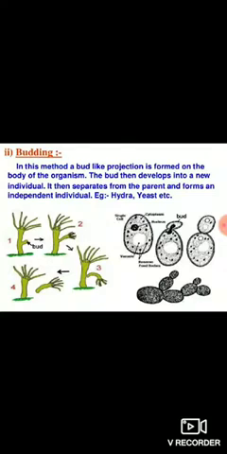Next is budding. Second type of asexual reproduction. In this method, a bud-like projection, an outgrowth, एक उठाव आपको parent body पर नजर आता है. Then the outgrowth develops into a new individual. And after maturing, the bud separates from the parent body and forms an independent individual.